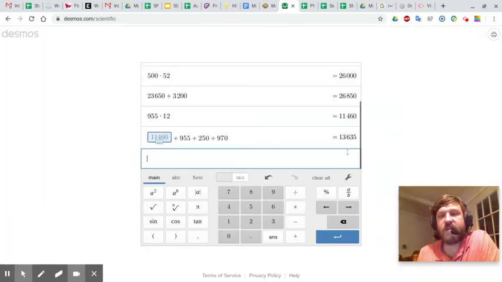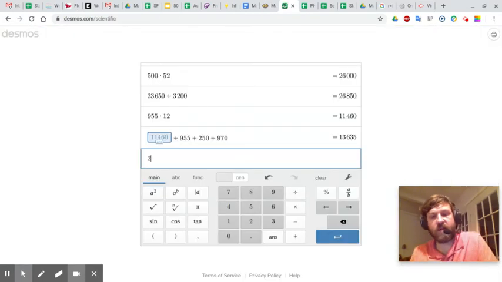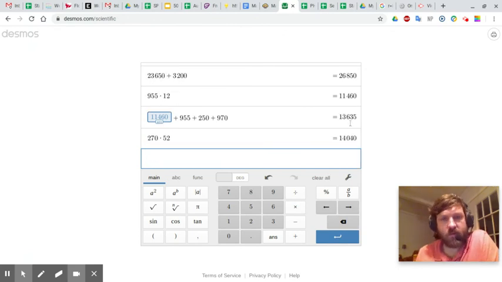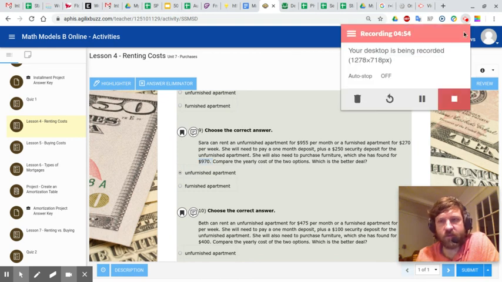All that together is $13,635, versus $270 per week. So in this case, the unfurnished apartment is a better deal. That's what you're doing on all these. Just some basic problem solving, no real formula here. Just read the questions carefully and make sure you're adding the right things to the right apartment.